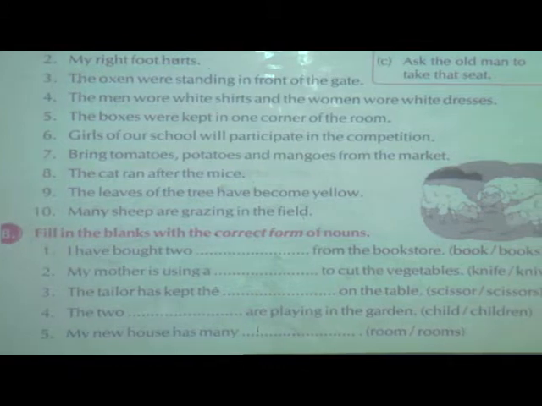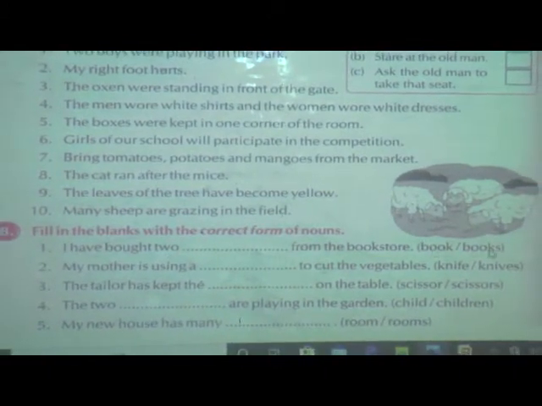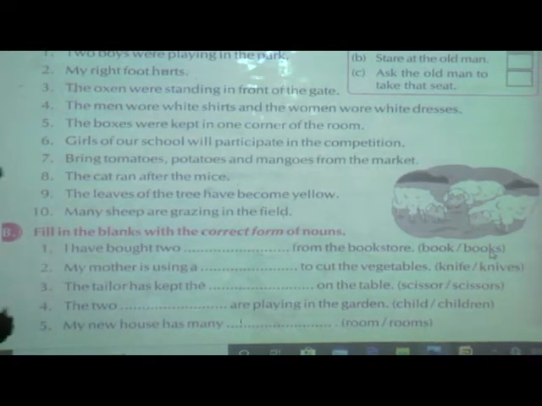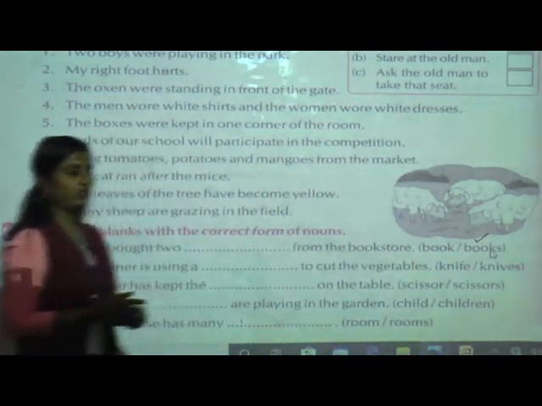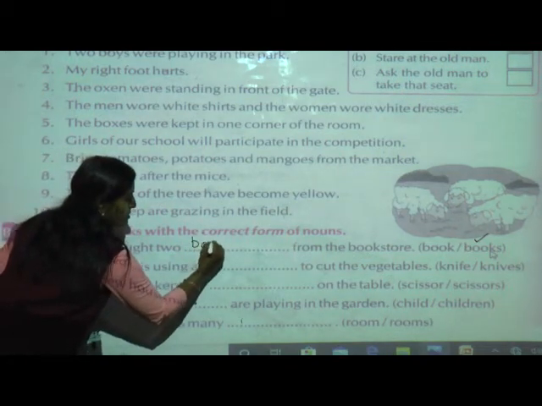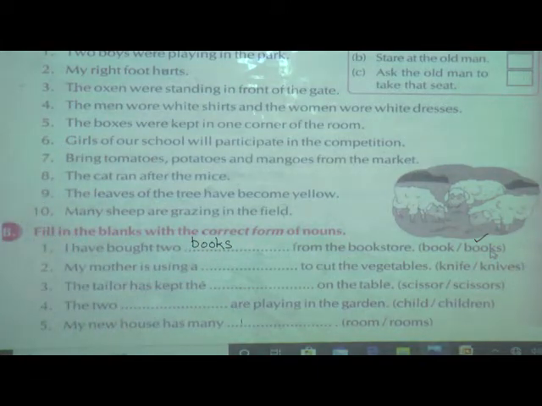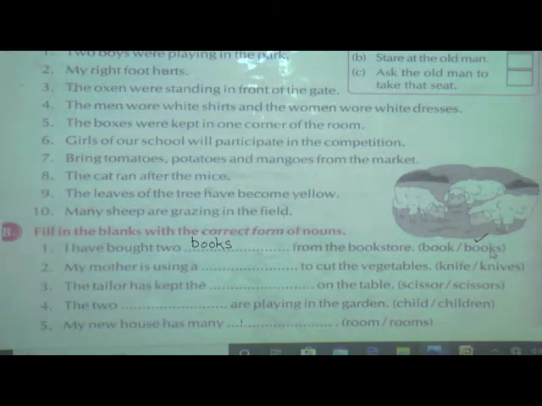Now I have bought 2. 2 is what? Plural. So which word will I take? Book or books? Yes, I am going to take books. So what is the answer over here? Books. So I will just tick. You should also do it in your book. Afterwards you just write over here like this, books. 2 books. So you have to just see whatever word is before the dash. According to that you have to select the proper noun to fill the blanks.